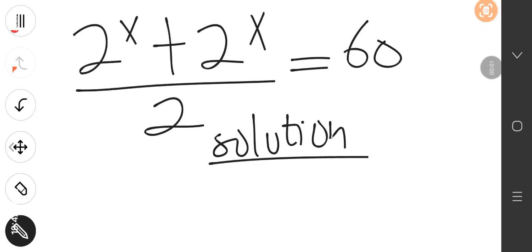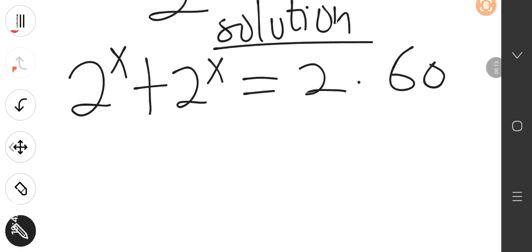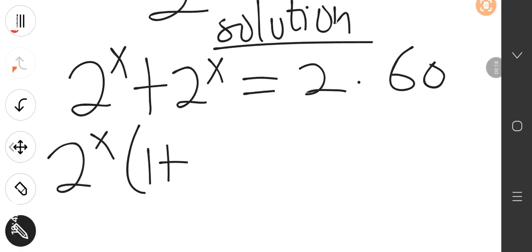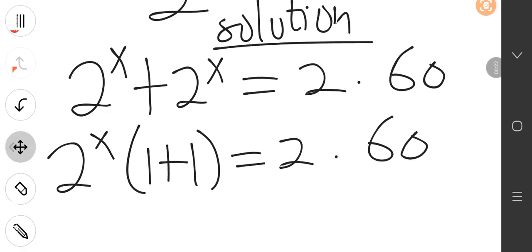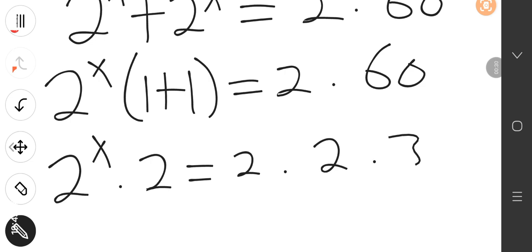2^x + 2^x/2 = 60. Okay, so our equation becomes 2^x + 2^x = 2 times 60. Okay, so we're going to factorize. We have 2^x multiplying (1 + 1) = 2 times 60. So we're going to have 2^x times 2 = 2 times, 60 is the same as 2 times 30.